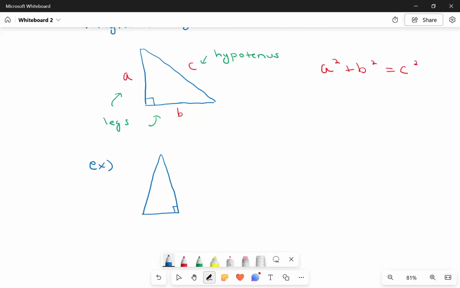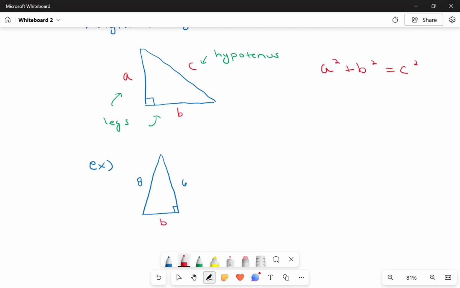Something like this, okay? And let's say that this is 8 and this is 6. And I'd like to find the missing side there, okay? So based on my labels, 8 would be my hypotenuse, 6 would be one of my legs. And I could go ahead and call the missing side, I'll call it B, but you could call it A.